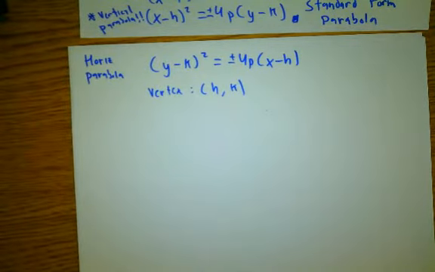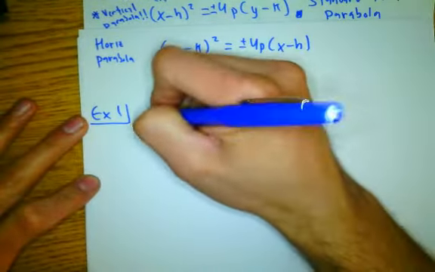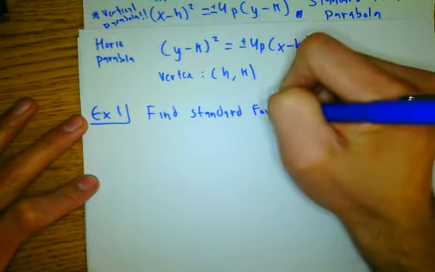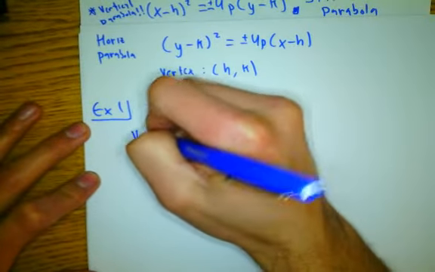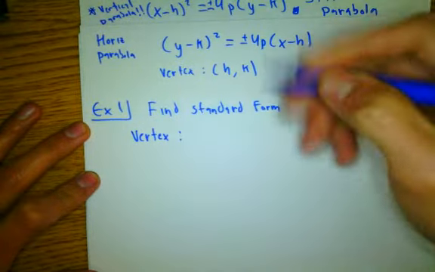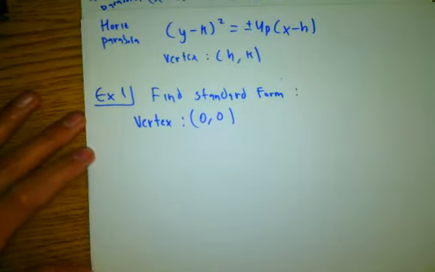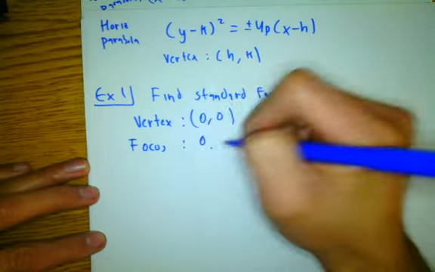Let's do this. Okay. Example number 1 for parabolas. Find the standard form for the following. The vertex is located at 0, 0. We'll start out with something simple. And the focus is located at 0, comma, -4. And that's all I'm going to give you.